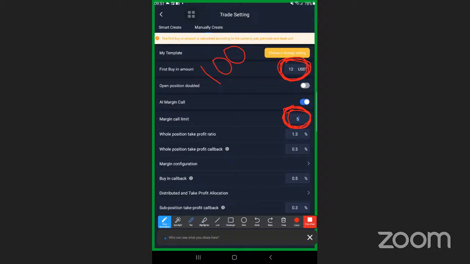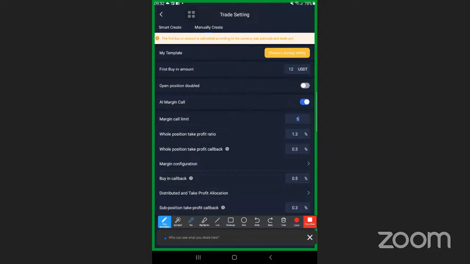So it means when we are doing our wallet management, it is going to be $100 divided by 5, which is our number of margin calls indicated there, plus 1. This one is the one of the first buy.